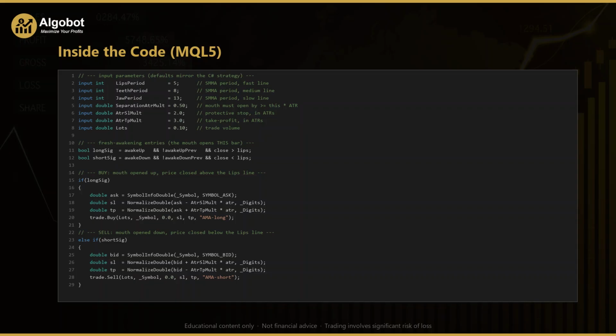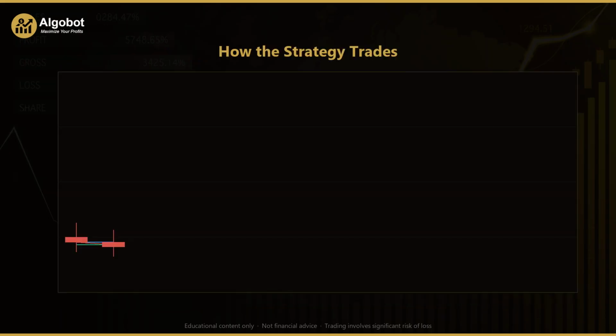Notice how both sides are perfectly symmetrical, the same logic simply mirrored for longs and shorts, with every trade protected by an ATR-based stop and target from the moment it opens. Now let's bring this to life on a chart.